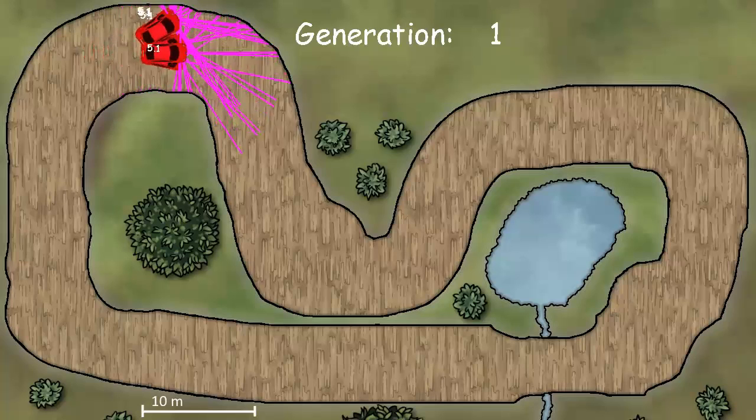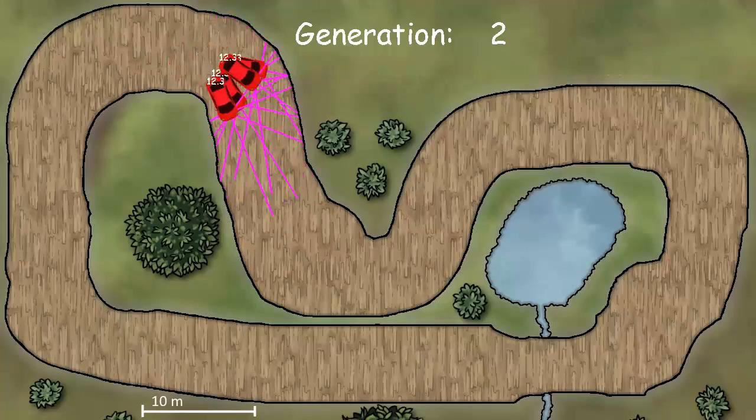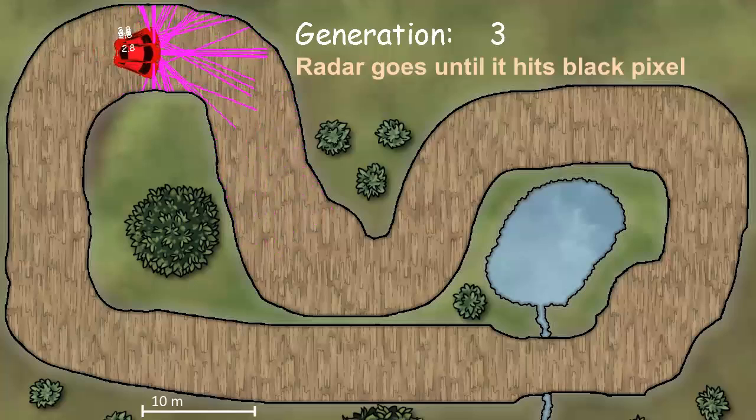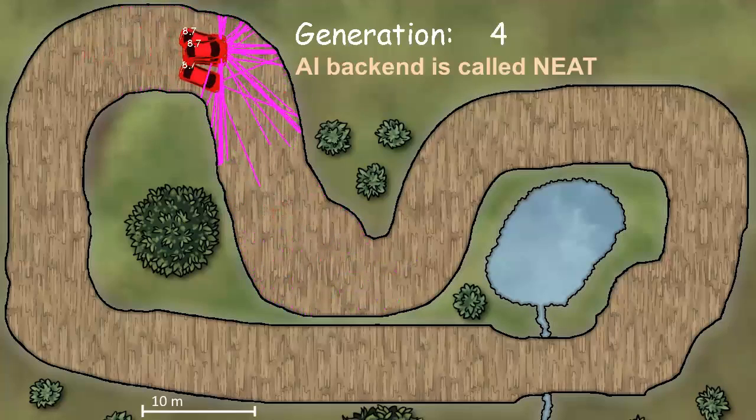This is Dubious Insights, and this is a self-driving car. This car is set up to have 3 inputs. It's getting the inputs based on the length of the lines that it's radaring off of. It looks like 5, but I've narrowed it down to 3. And it has 30 cars per generation, and it's evolving its neural net through something called NEAT.